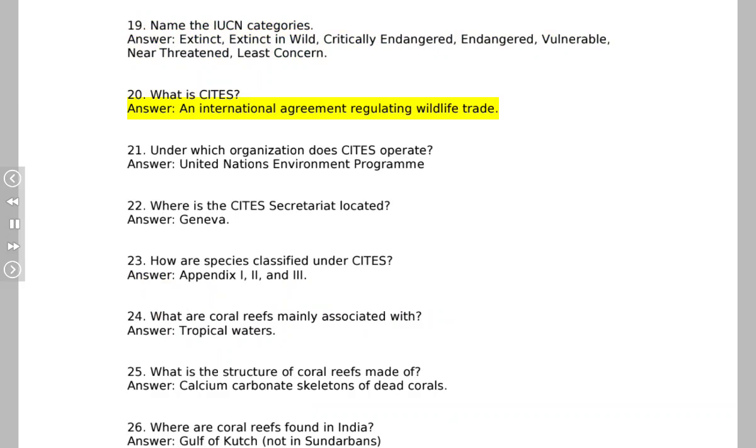20. What is CITES? Answer. An international agreement regulating wildlife trade. 21. Under which organization does CITES operate? Answer. United Nations Environment Programme. 22. Where is the CITES Secretariat located? Answer. Geneva. 23. How are species classified under CITES? Answer. Appendix I, 2, and 3.